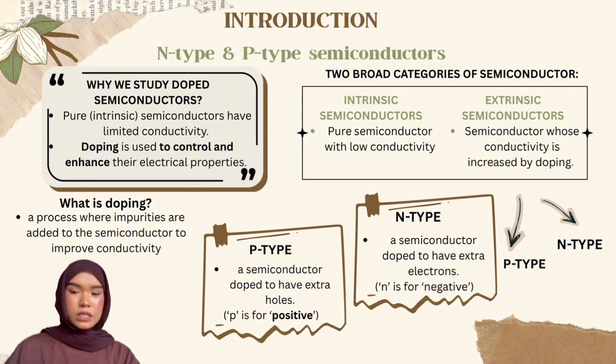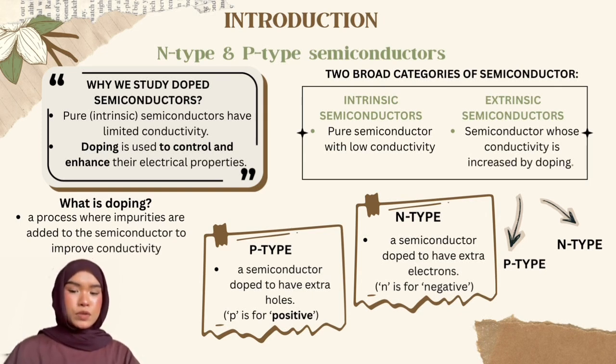Broadly speaking, semiconductors fall into 2 categories. First, intrinsic semiconductors. These are pure materials with naturally low conductivity. Second is the extrinsic semiconductors. These are semiconductors whose conductivity has been significantly increased through the addition of impurities, a process we call doping.